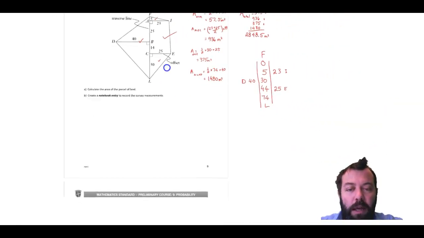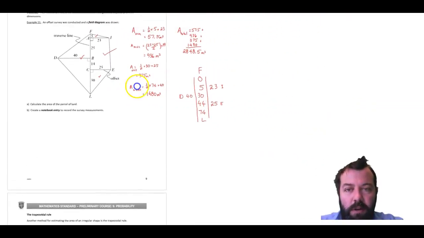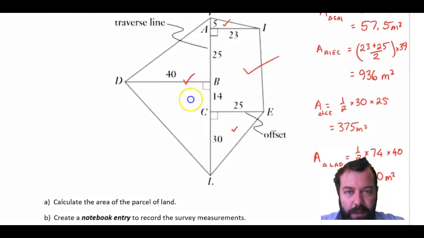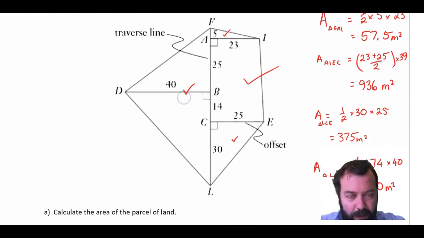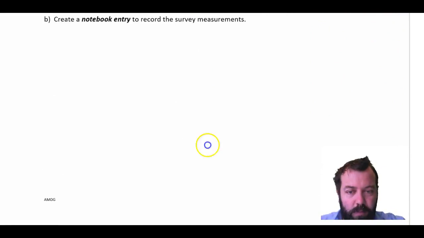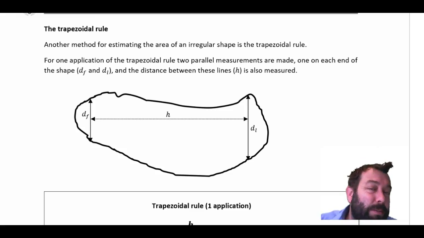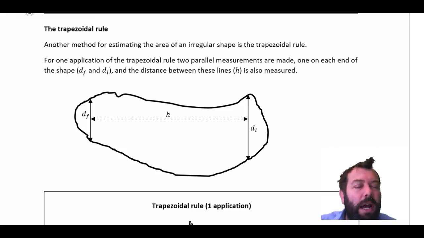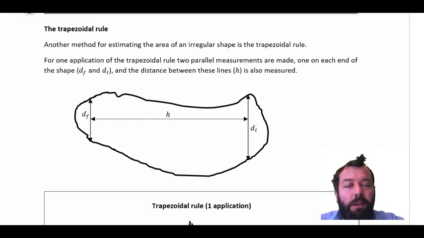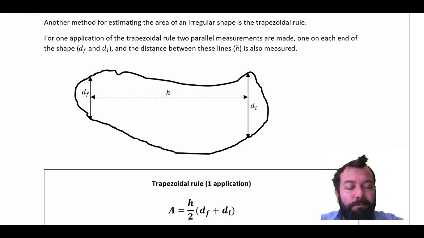Rightio. So that's the first part here for land surveying using an offset survey. Then we have this idea called the trapezoidal rule. This is getting away from us now. The trapezoidal rule we use for calculating irregular areas where I have some measurements. So we recognize that this is an irregular area. No matter how many measurements I make of it, it's always going to be quite hard to calculate the area. So you can see here, I've got this weird looking shape.